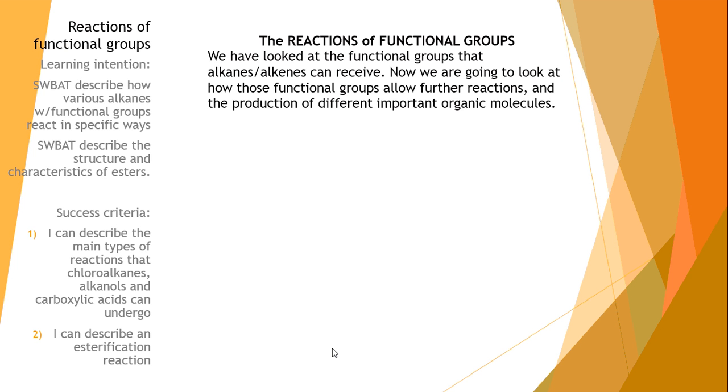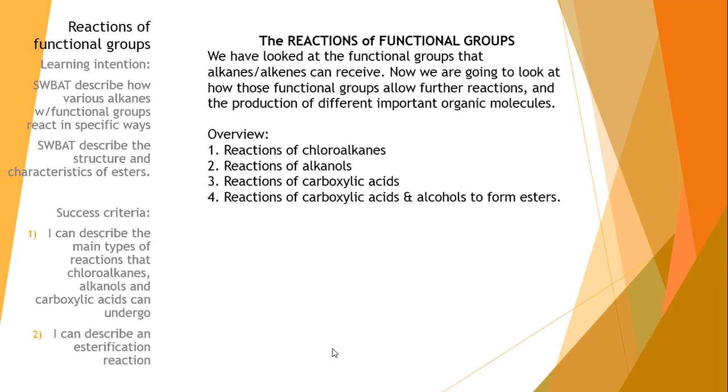So let's have a look at these functional groups. The functional groups for these organic molecules are part of alkanes and alkenes. They react in different ways. We're going to look at how the functional groups allow for further reactions and the production of different important organic molecules. So today, in this class, we're going to be looking at 4 different reactions in order.